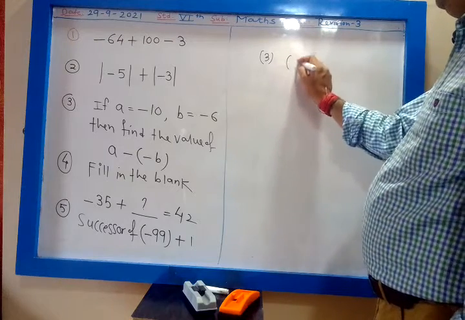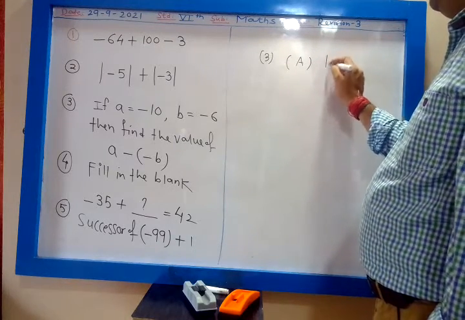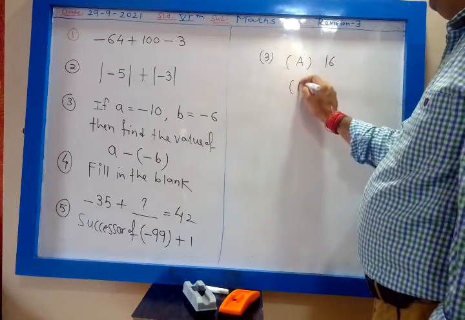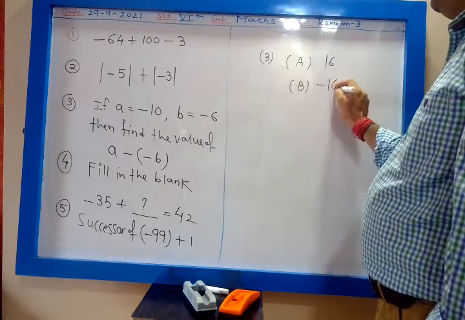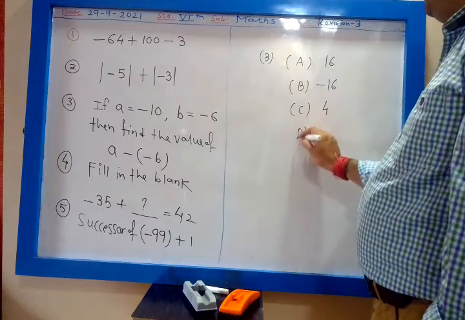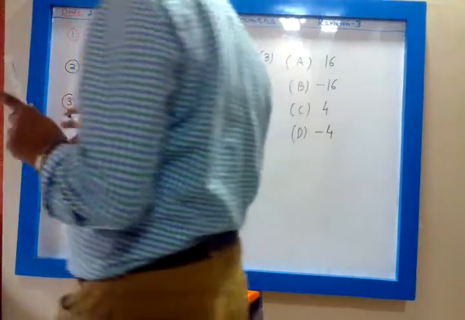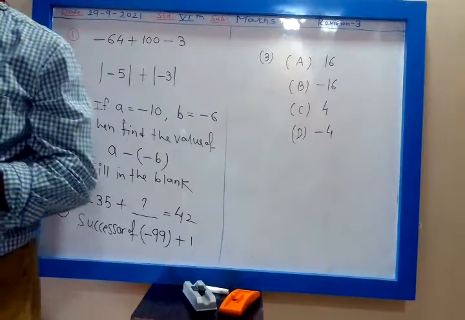Third one. Option A is 16, B is minus 16, C is plus 4, D is minus 4. Be careful, my dear. Chalo, start sending the answer.